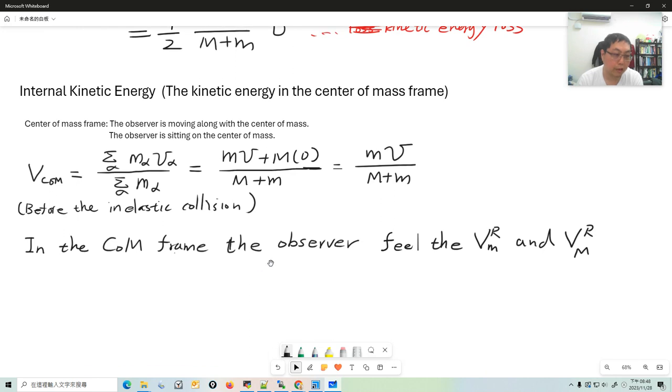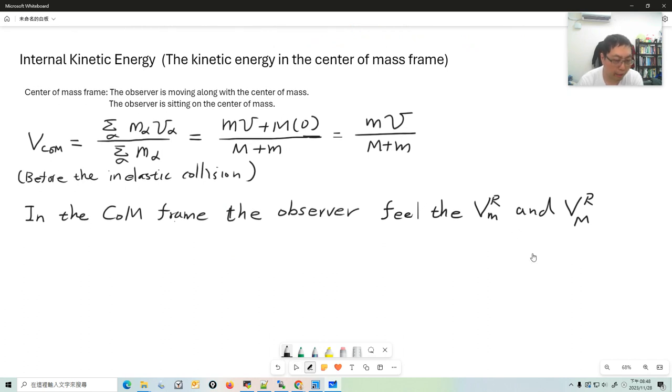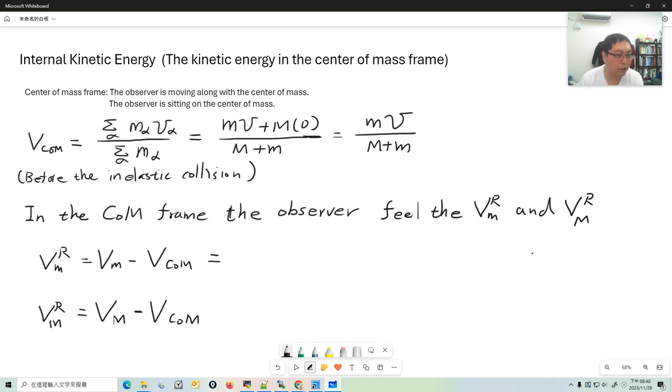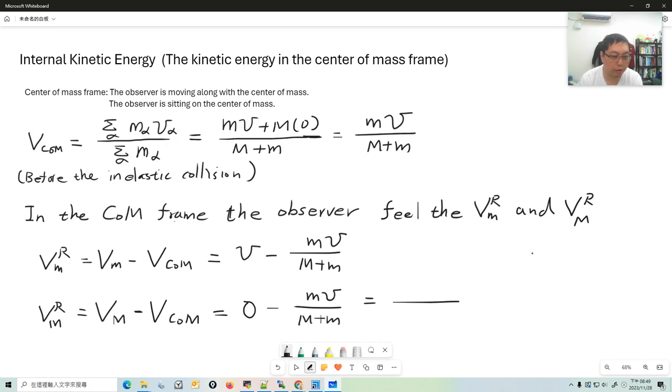In this very special frame, you observe a relative velocity of small m and capital M. The relative velocity is relative to your center of mass. For the small m, it's your velocity in the laboratory frame minus the velocity of center of mass, so v minus mv over (M plus m). For the capital M, before the collision its velocity is zero, so it's minus mv over (M plus m). That's the relative velocity of small m and capital M when you're sitting in the center of mass frame.